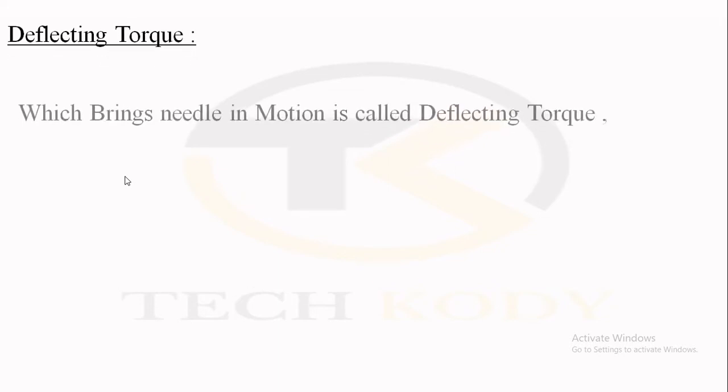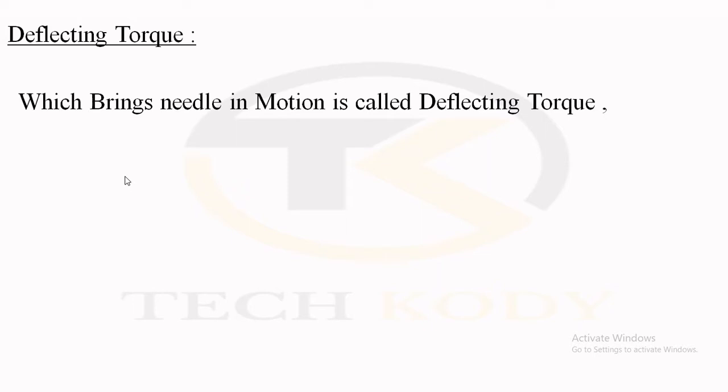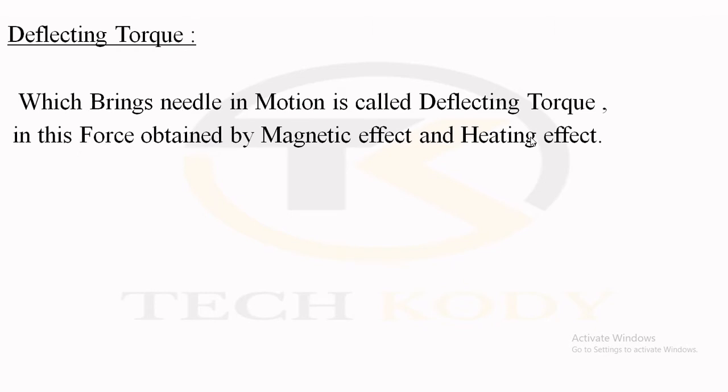Let's go for deflection torque. The force or torque which brings the needle pointer into motion is called deflection torque, where the needle is ready to start. This force is obtained by magnetic field or heating effect, but mostly the magnetic effect is utilized for deflection torque. Here the deflection torque TD is proportional to theta, where theta is the deflection angle.